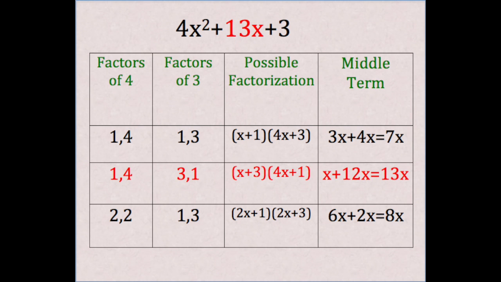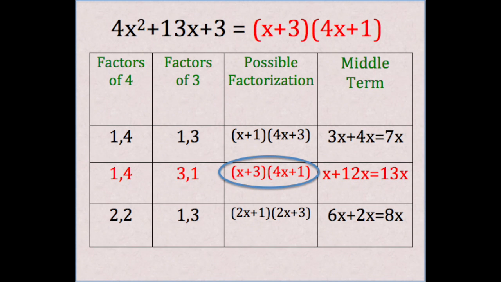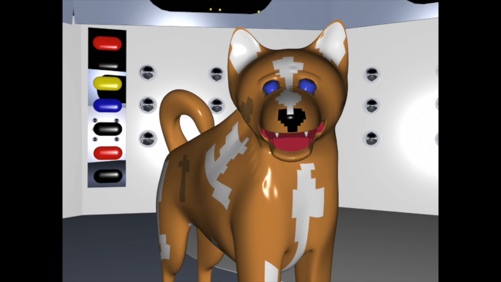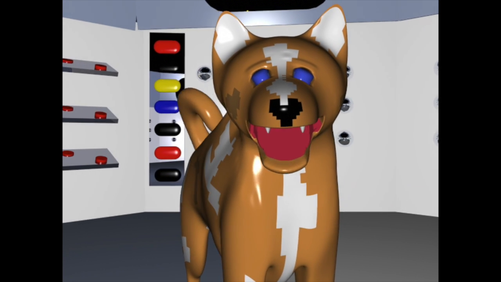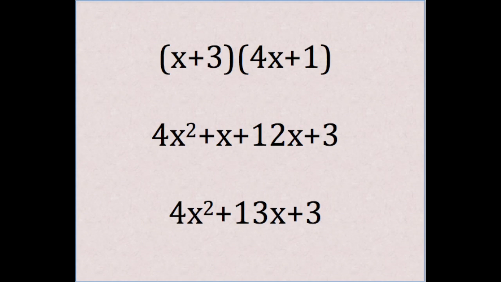Because the second row of factors and possible factorizations gives us the middle term we started with, it contains the correct factorization we are looking for. But it is also important to see that the second row also contains the correct factors of our a value. Remember, you can check your answers by multiplying those binomials and seeing if you get the original quadratic back.